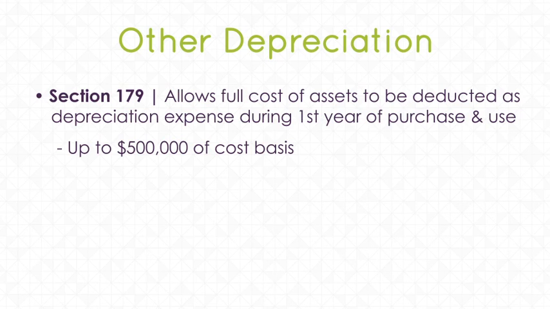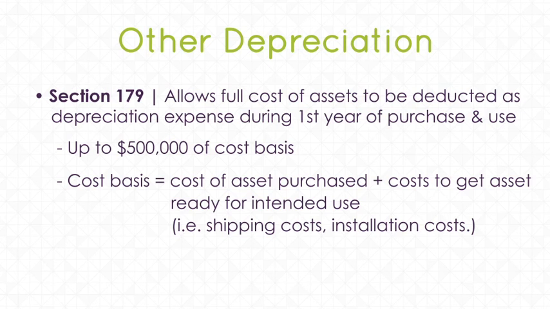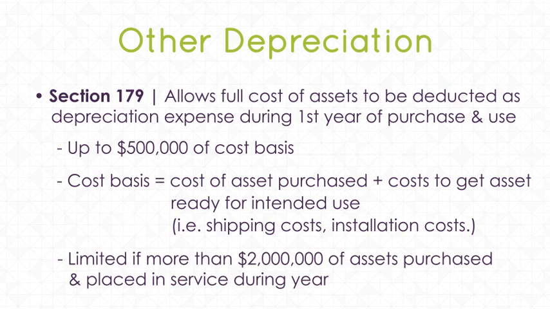However, the total $500,000 is limited if the cost of all property placed in service during the year costs more than $2 million. In that situation, the deduction is then limited dollar for dollar based on the total property amount over $2 million. For example, if total property placed in service during the year was $2,050,000, then the Section 179 max deduction is reduced by $50,000, making the limited deduction $450,000. And this limit is just because the deduction was meant to help smaller business taxpayers.